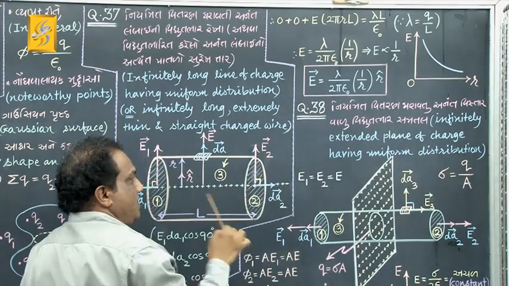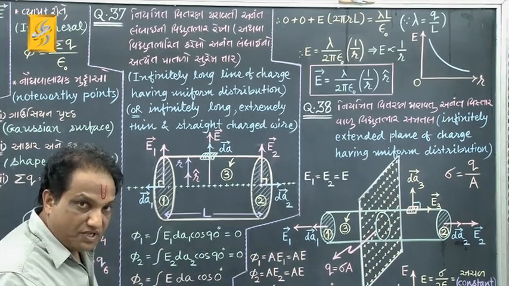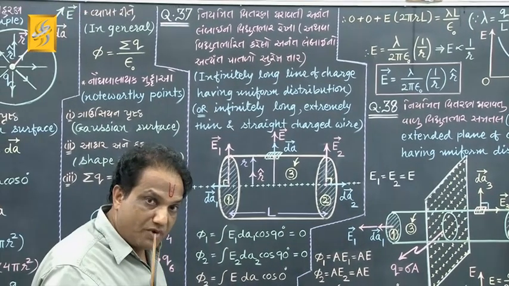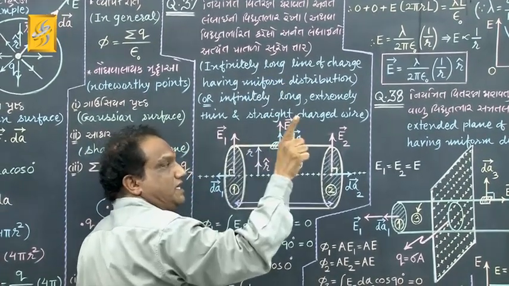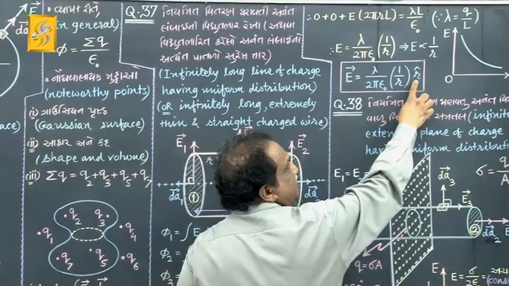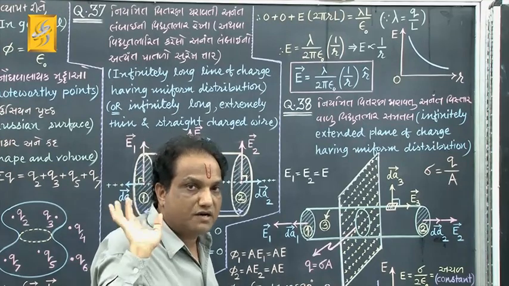But mind well, we have taken positive charges in this line of charge. Instead of positive charges, if you have a line of charge made up of negative charges, then the electric field is pointing towards it. At that time, instead of r hat, you must write the opposite unit vector, that is minus r hat. Got it?